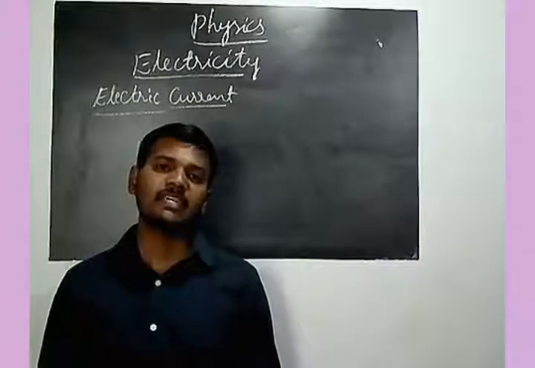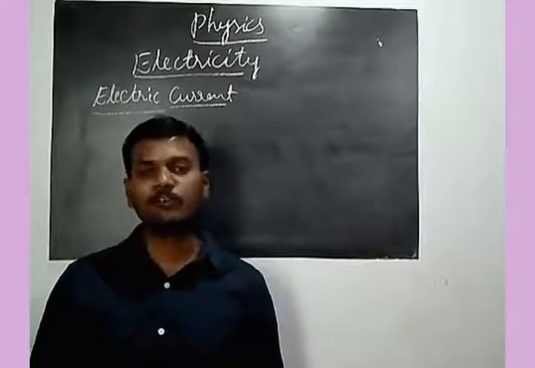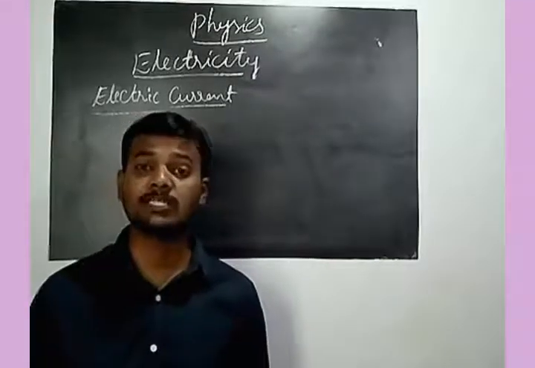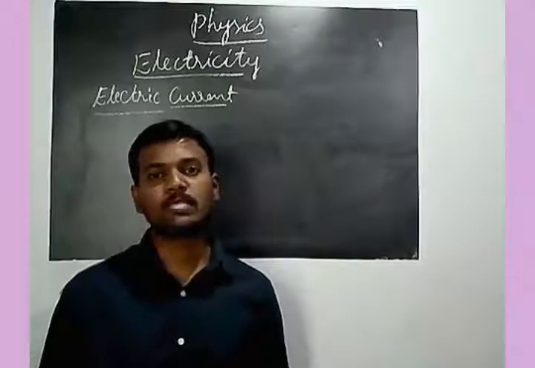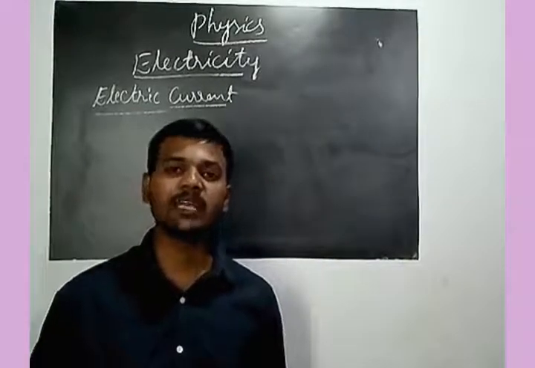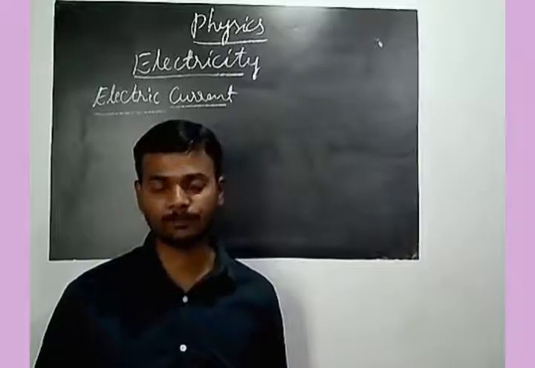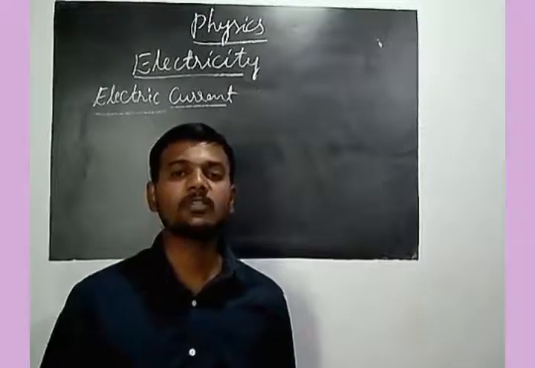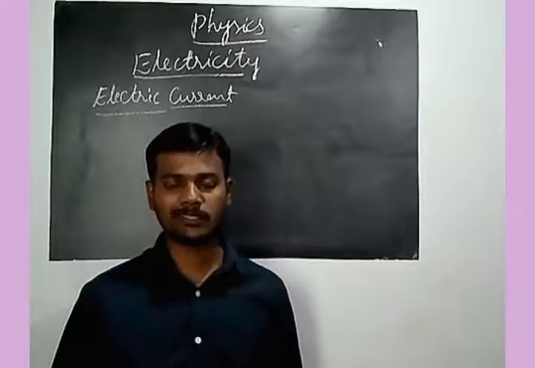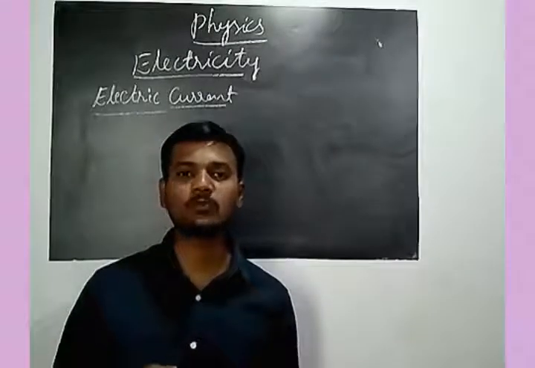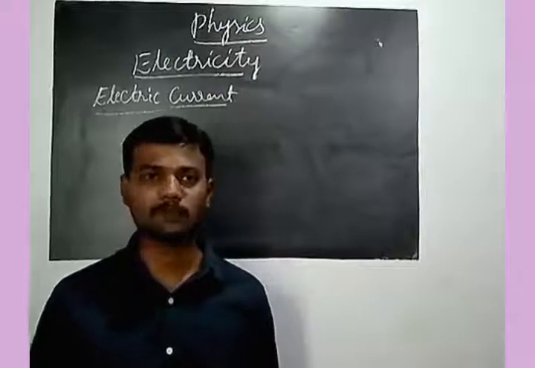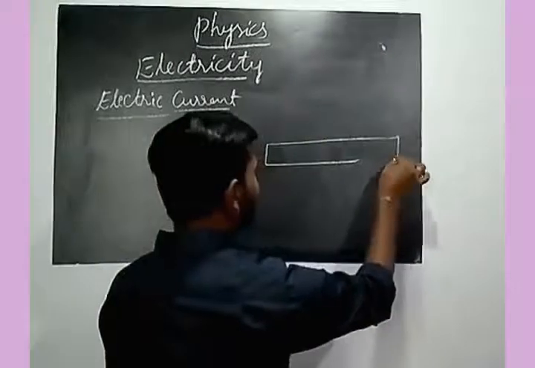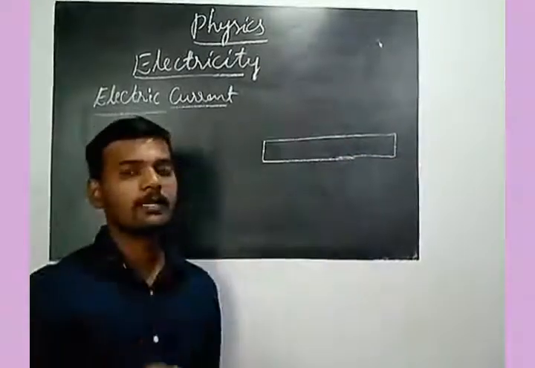Electric current is the rate of flow of electric charges in a unit time throughout the conductor. The rate of flow of electric charges through any cross section of a conductor in unit time is known as electric current. Here is a wire.